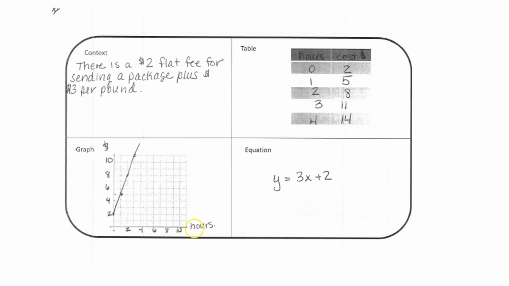So this should be pounds on your x-axis going over by 1s, and the cost of sending the package on the y also going by 1s. So just for sending the package, you're at $2. A 1 pound package is $5. 2 pounds is 8. 3 is 11. 4 is 14. You were given that.